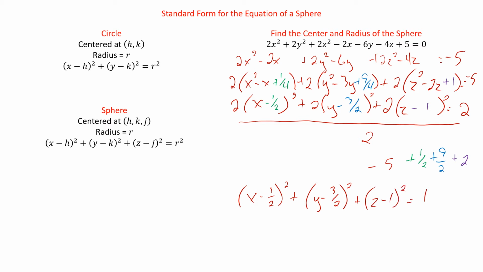And so our center, because that's what the question's asking, center and radius, center would be 1/2, comma 3/2, comma 1. And the radius equals the square root of 1, which is 1. So that's how we can find the center and the radius and just write it in standard form. It's the same thing we've been doing all last chapter.